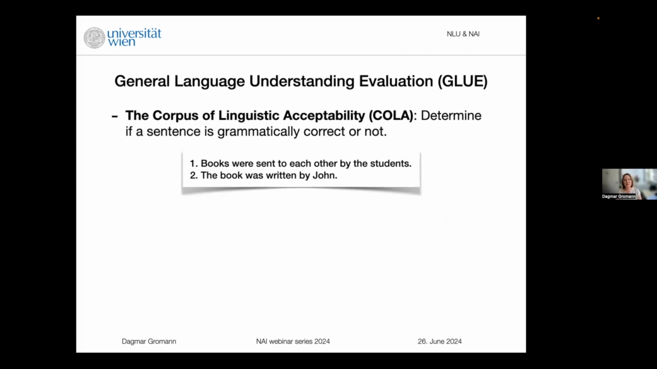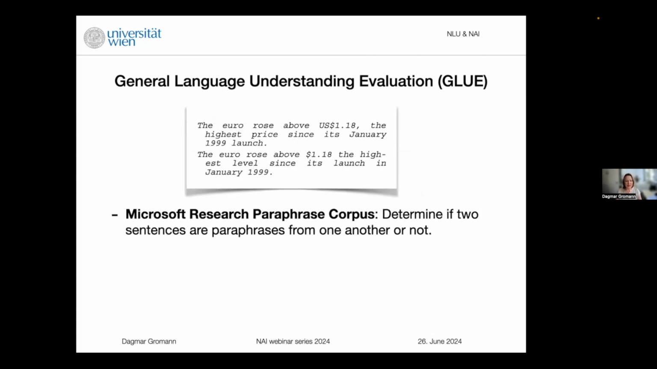Just to give an example for the COLA, where the focus is to determine if a sentence is grammatically correct or not. There are 2 sentences, and each participating approach needs to predict which of these is grammatically correct or not. Then another example is this research paraphrase corpus, where the idea is to determine if 2 sentences that are provided are paraphrases from one another or not.